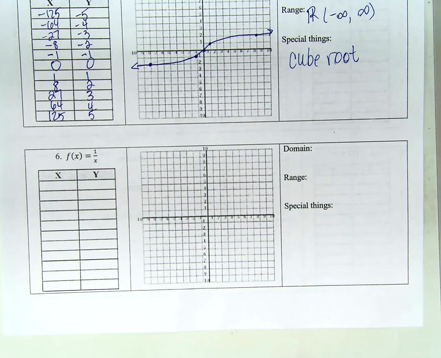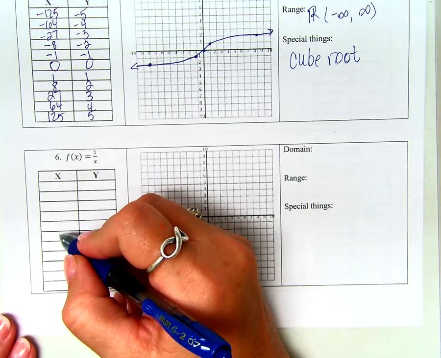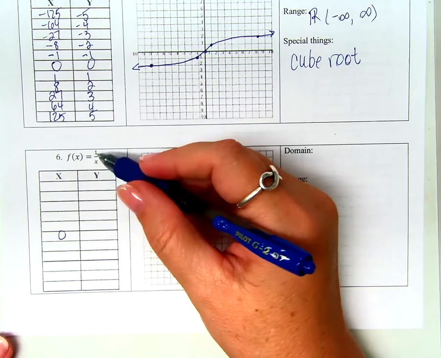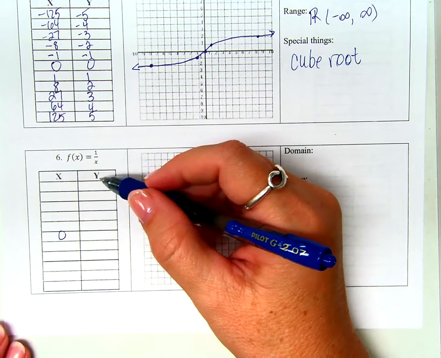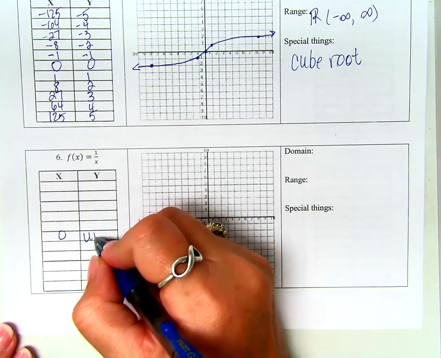Okay. So, number 6. Where do you want to start? 0. 0 in the middle. Is this the middle? I think that's the middle. All right. 1 divided by 0. Wait, what? What's 1 divided by 0? 1. Because anything divided by nothing is itself.